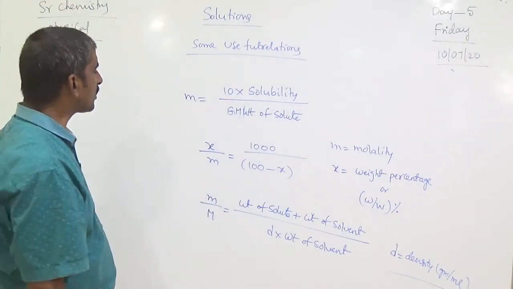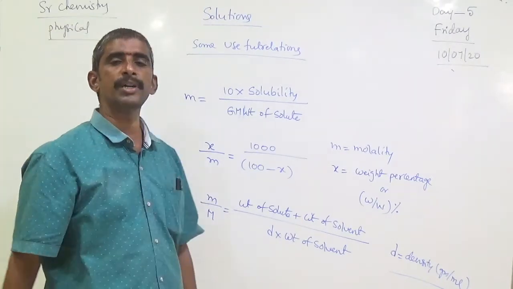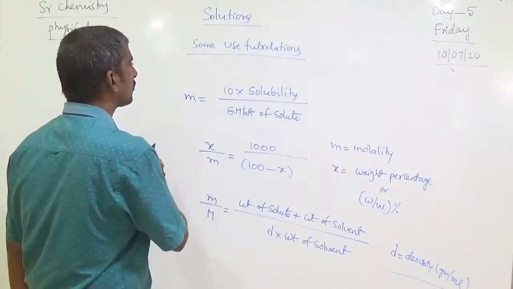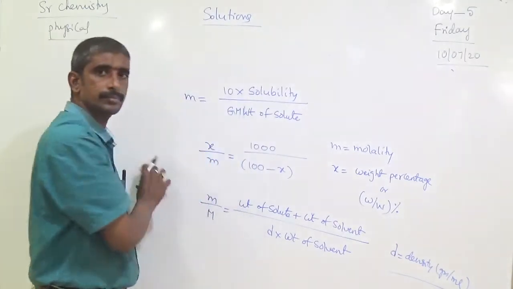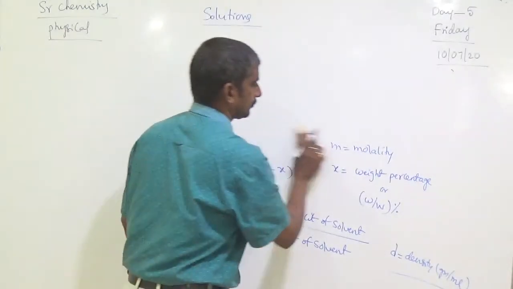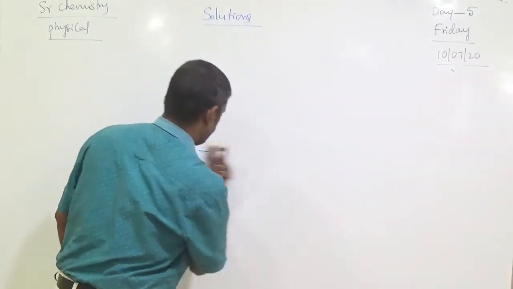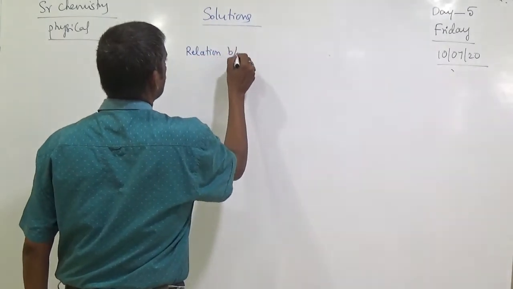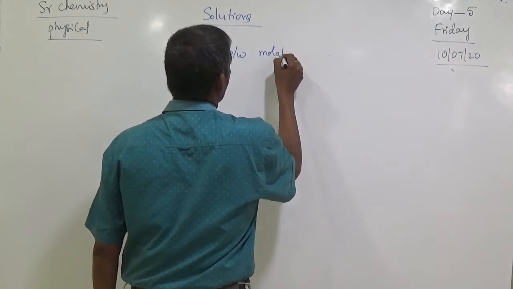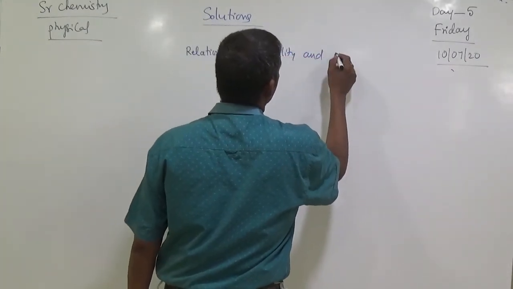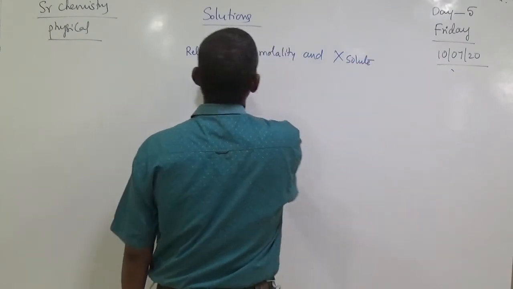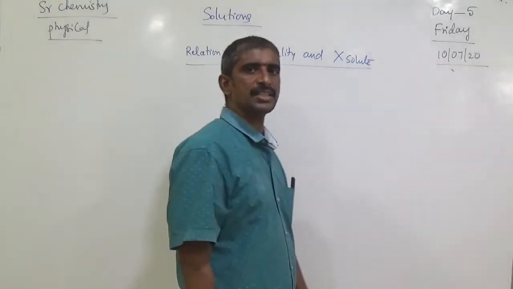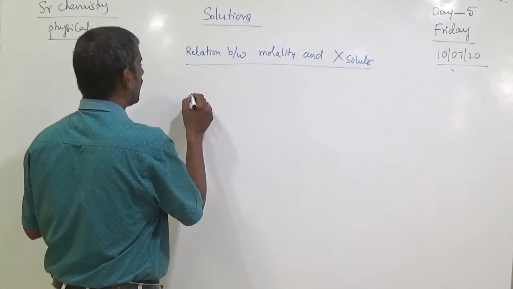Next, the last relation is between molality and mole fraction of the solute. Mole fraction symbol X. The relation between molality and mole fraction of the solute. So simply, mole fraction of solute.